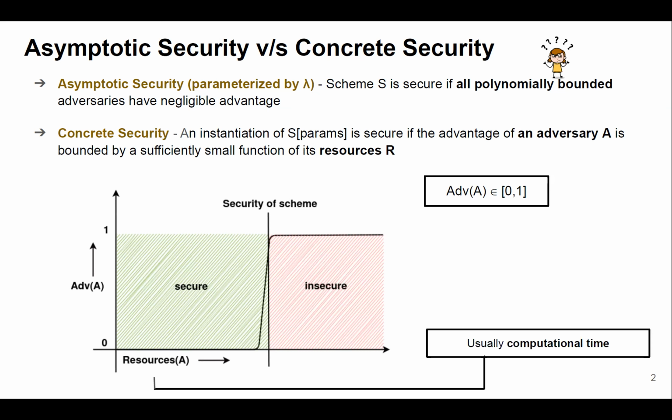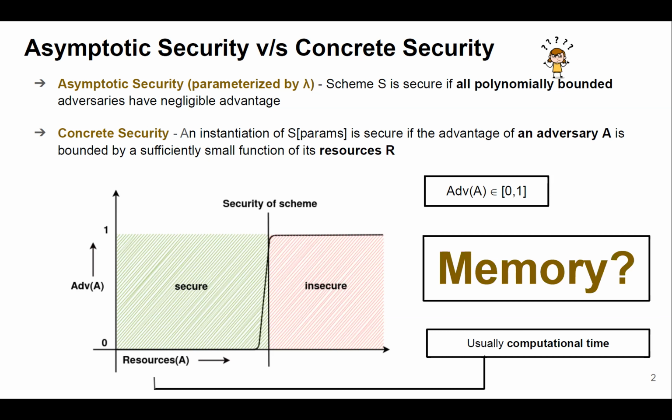Traditionally, the most commonly considered resource in concrete security analysis is computational time. But in practice, there are other resources that are also important. As shown by this very subtle hint, in this talk, we will be talking about why memory is important in the concrete security analysis of schemes and how we can incorporate it.